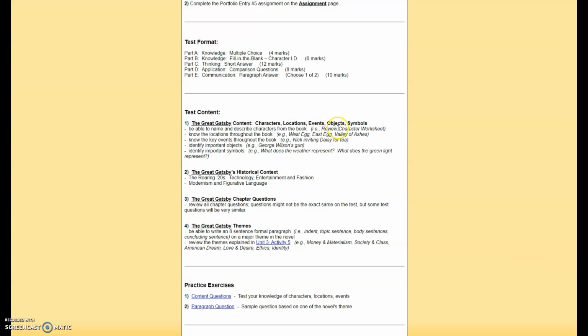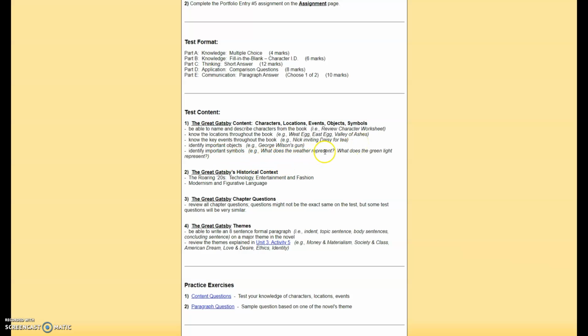Objects, that's kind of an odd term. I just use that as sort of a general term. When I say objects, I would expect you to know, for example, that George Wilson uses a gun to shoot Gatsby. I would expect you to know specific objects that are important throughout the book that really are important to the plot.